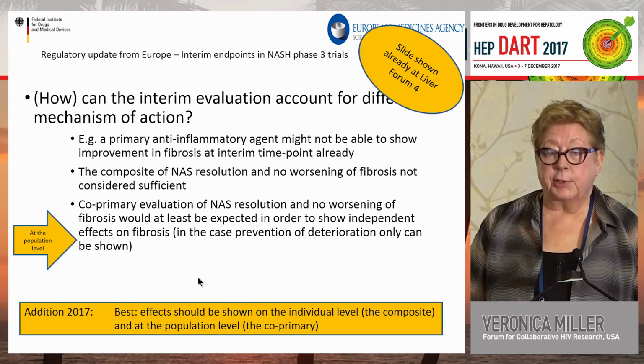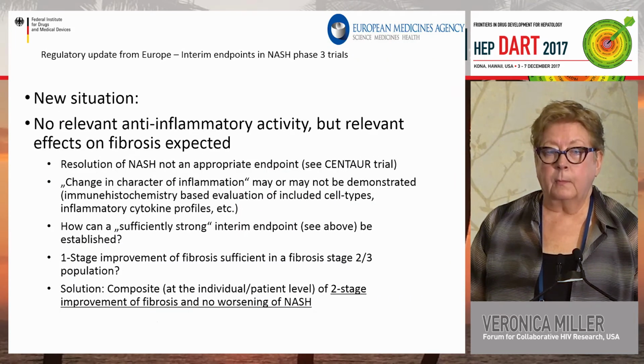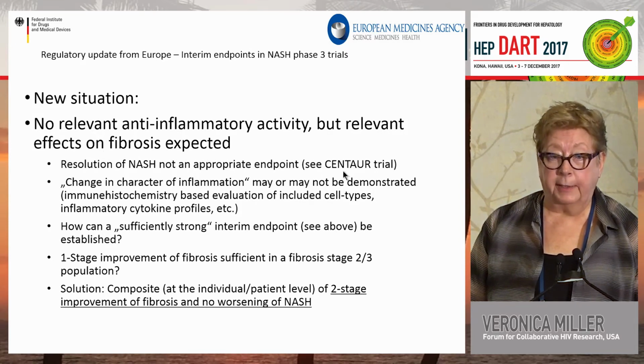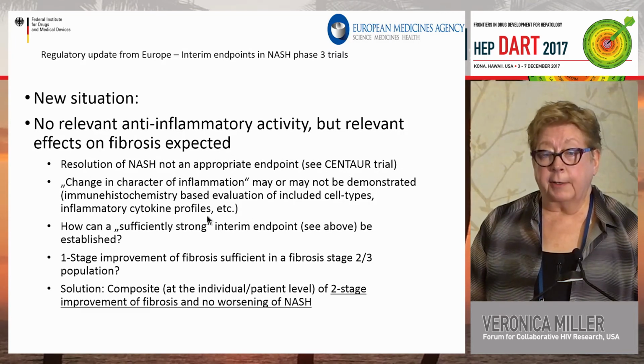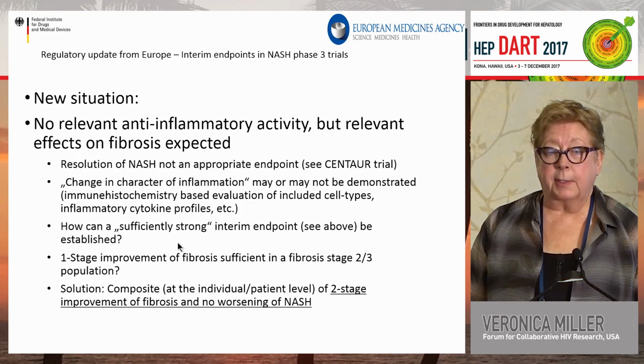So again, the addition in 2017 that the effect should be shown on the individual level. So here again, talking a little bit about some of the recent findings. The resolution of NASH is not an appropriate endpoint, see Centaur trial, which I had just referenced. And the change in character of inflammation may or may not be demonstrated. How can a sufficiently strong interim endpoint be established?